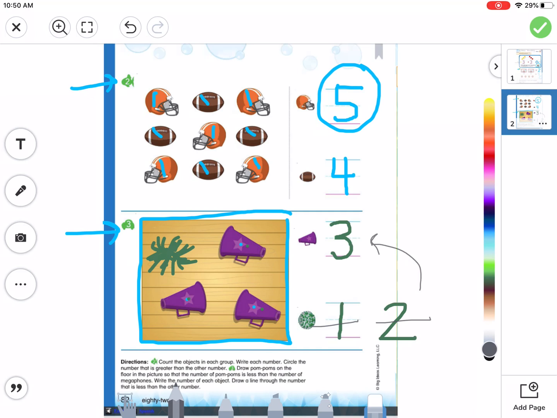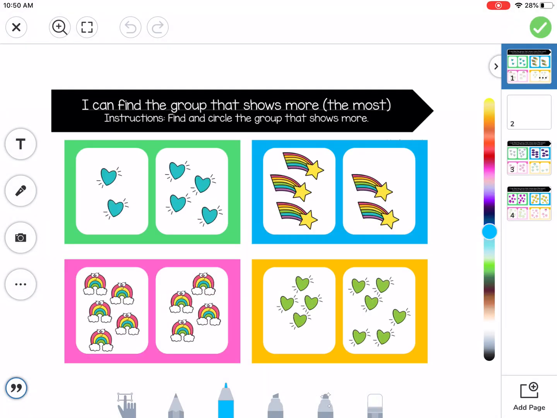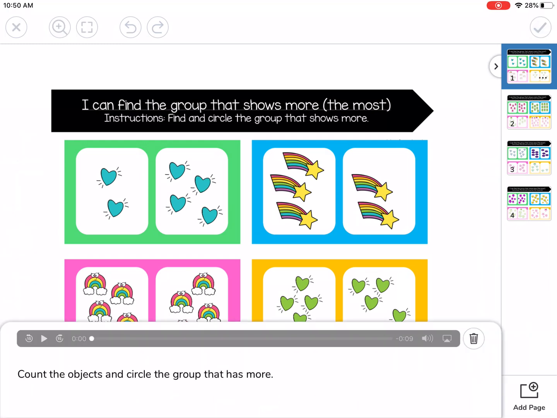Put it in the template Mrs. Hensley has provided, both of the pictures. Then you are going to go out of that, and go into your student template that is this. Okay, I have provided in the caption instructions. Okay, so listen here.